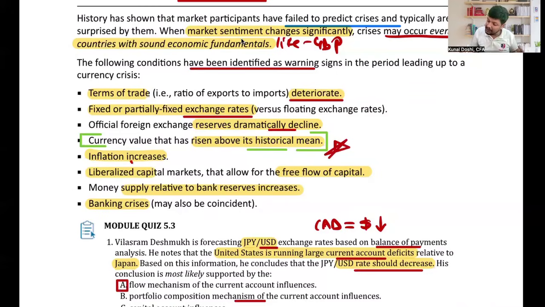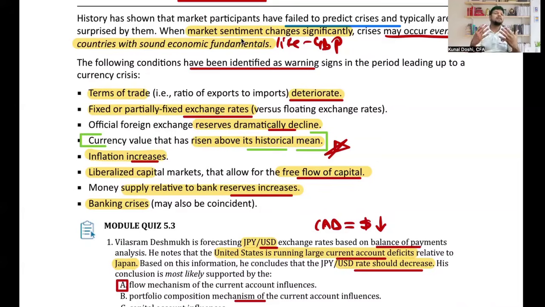Inflation has increased, liberalizing capital markets. Whenever there is a sudden flow of capital, as in 1991, when most of the Southeast Asian economies opened up in the 90s, there was a huge movement of capital, and that was a good thing, but that volatility in the capital caused currency crisis, which is also called the East Asian crisis, Southeast Asian currency crisis. Understood?